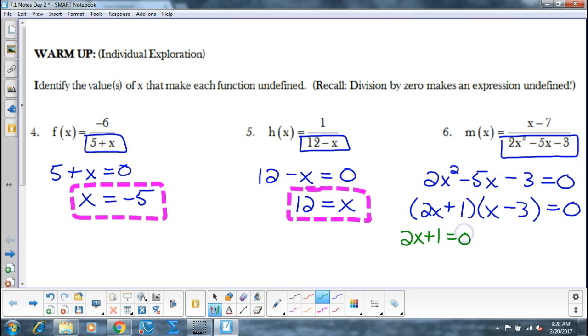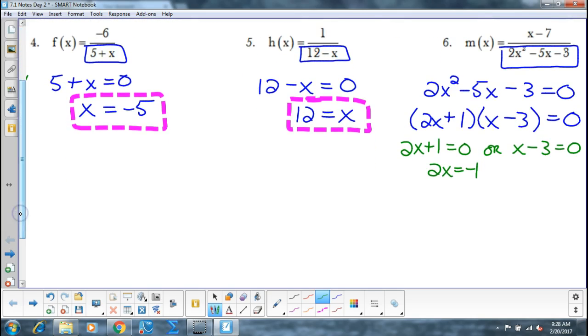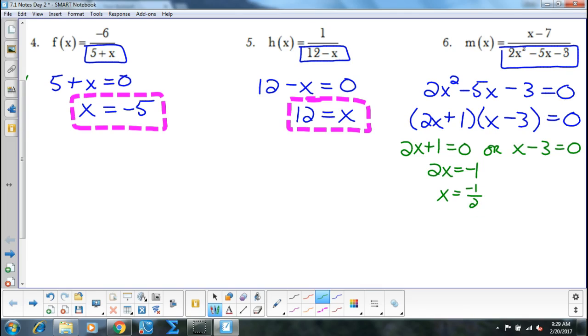equals 0, or x minus 3 equals 0. So then here 2x would equal negative 1. So then x would be negative 1/2. And over here x would be 3. Questions on that?